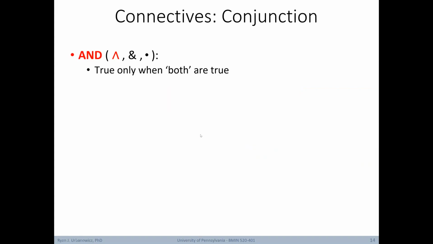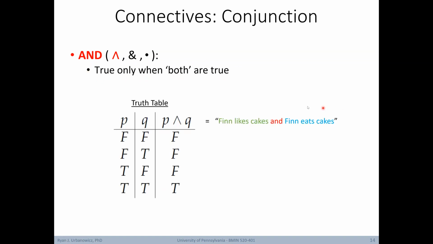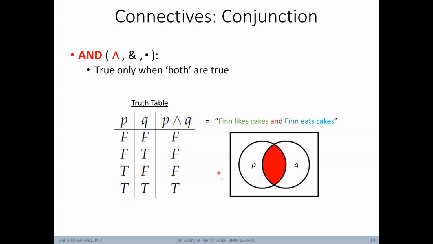First, let's talk a little more about the connective conjunction, or "and". The way truth is handled here is that something is true only when both are true. Let's use our example from before with P and Q, and we can look at our truth table to see the results of using the "and". In this case, the only time P and Q is true is when both P and Q are true. Otherwise, it's false. We can think about this visually with a Venn diagram. We have two circles that represent P and Q, and the conjunction P and Q represents this middle section that's highlighted. The red color is used to describe where truth occurs.